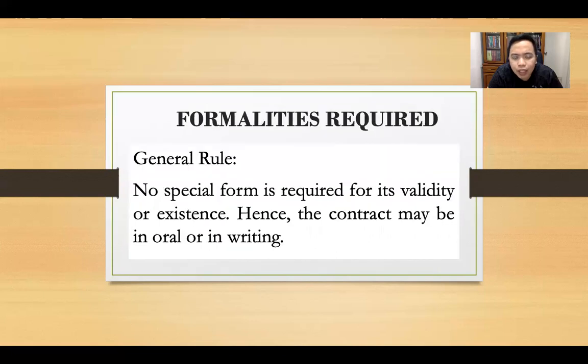Now, we ask the question, are there formalities required before a contract of partnership is executed? Meron bang kailangan mga alituntuning sundin para maging valid ang isang contract of partnership? Now, as a general rule, there is no special form required for a contract of partnership to validly exist. There is no special form which is required by law for its validity or existence. As a result, a contract of partnership or the articles of partnership may be oral or verbal or in writing. So walang formalities required.